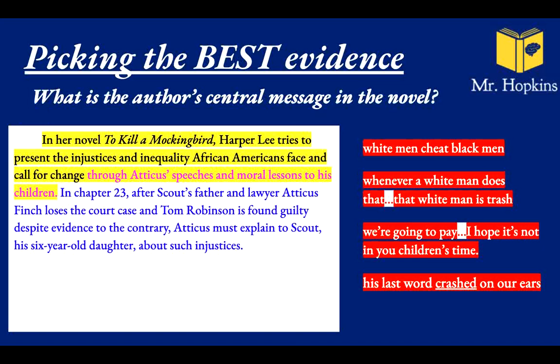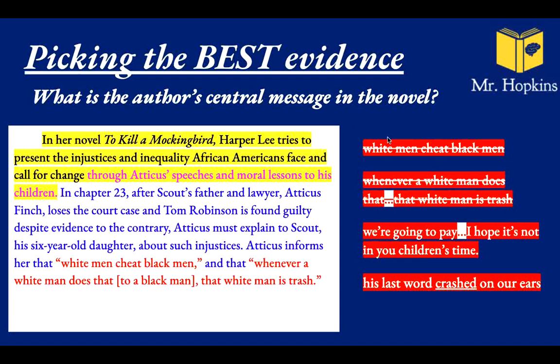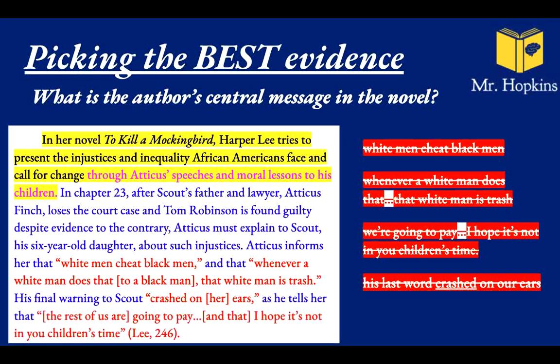So I have my topic sentence, my claim with the what and the how or the why, and I have my context. In chapter 23, Scout's father loses the court case and Tom Robinson is found guilty despite evidence to the contrary. Atticus must explain to Scout, his 6-year-old daughter, about such injustices. Well, here's the first quote I need. Atticus informs her that white men cheat black men, and that whenever a white man does that to a black man, that white man is trash. His final warning to Scout crashed on her ears as he tells her that the rest of us are going to pay and that I hope it's not in you children's time.